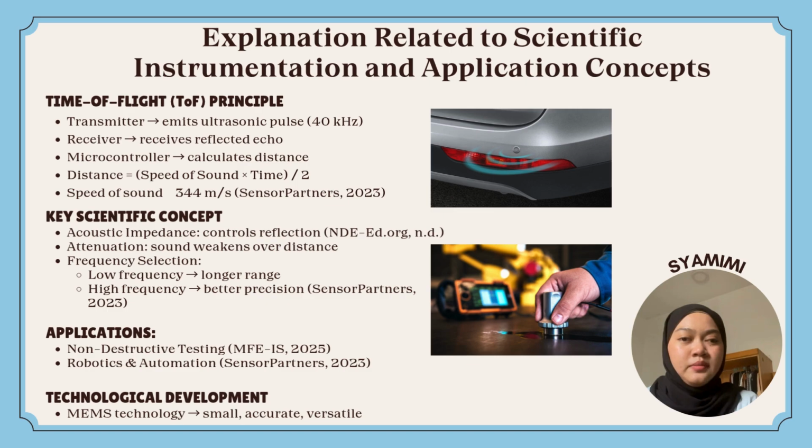First, acoustic impedance controls how much sound reflects from different materials. Attenuation means the sound weakens as it travels. Frequency selection is important too. Lower frequencies can measure farther, while higher frequencies are more precise. For example, 40 kHz sensors can measure up to 10 meters, but 400 kHz sensors work for short, precise measurement.